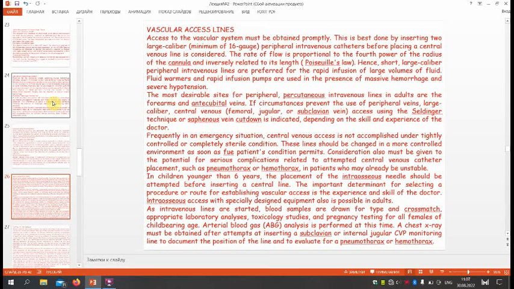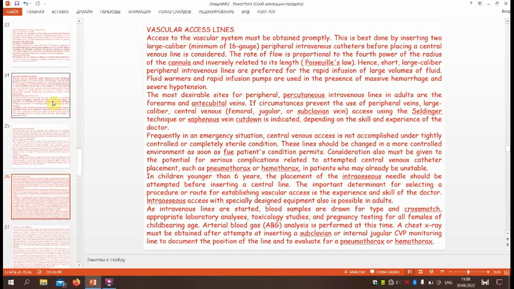Fluid warmers and rapid infusion pumps are used in the presence of massive hemorrhage and severe hypotension. The most desirable sites for peripheral percutaneous intravenous lines in adults are the forearms and antecubital veins. If circumstances prevent the use of peripheral veins, large caliber central venous, femoral, jugular, or subclavian vein access using the Seldinger technique, or saphenous vein cut down is indicated, depending on the skill and experience of the doctor.